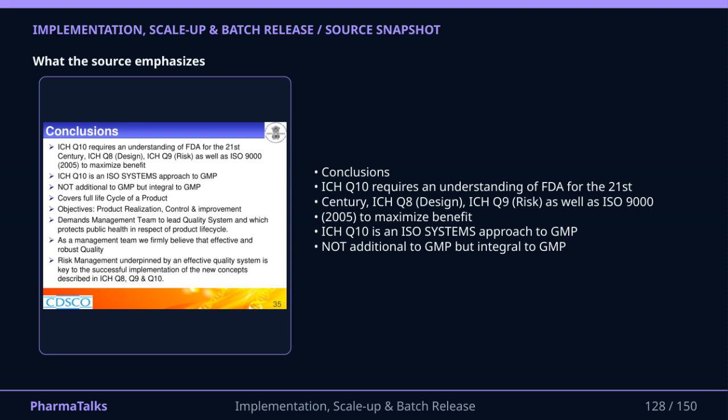Importantly, ICH-Q10 isn't just an add-on to existing GMP requirements. It represents an ISO systems approach that is fully integrated into good manufacturing practices. This means it strengthens and supports GMP, making it a vital part of pharmaceutical quality management.